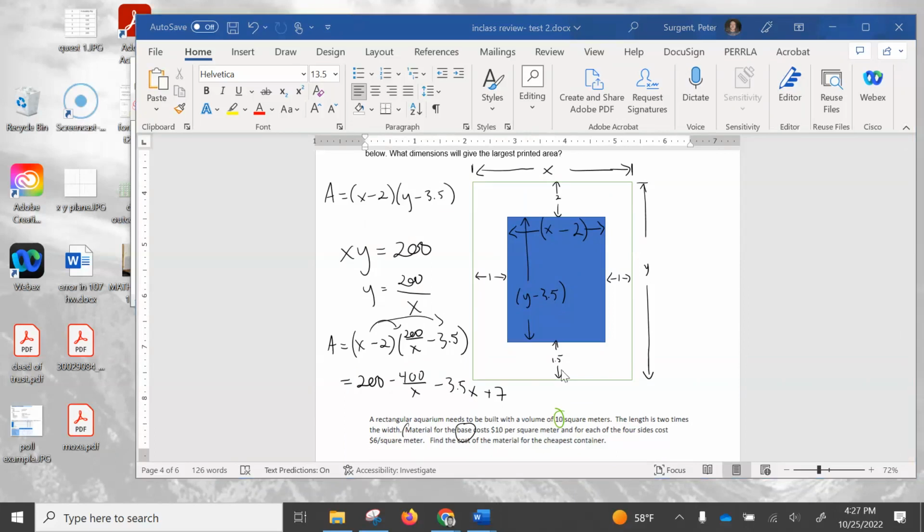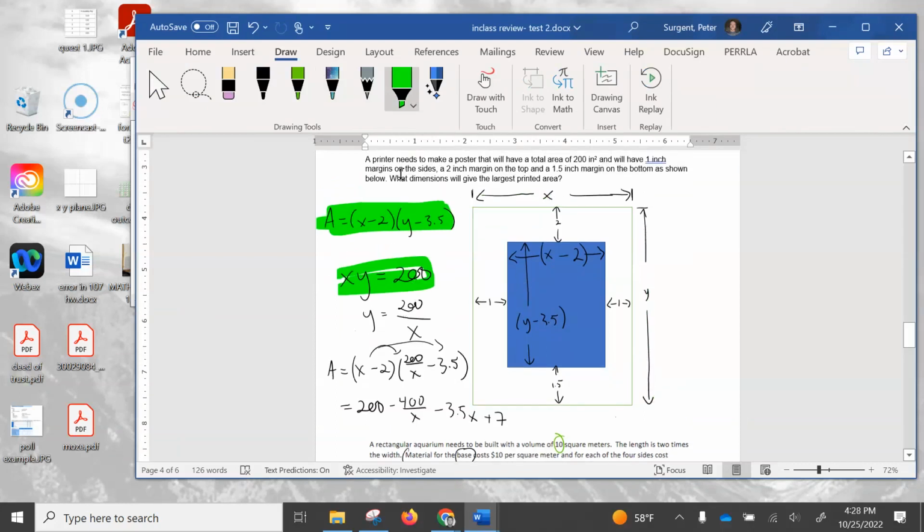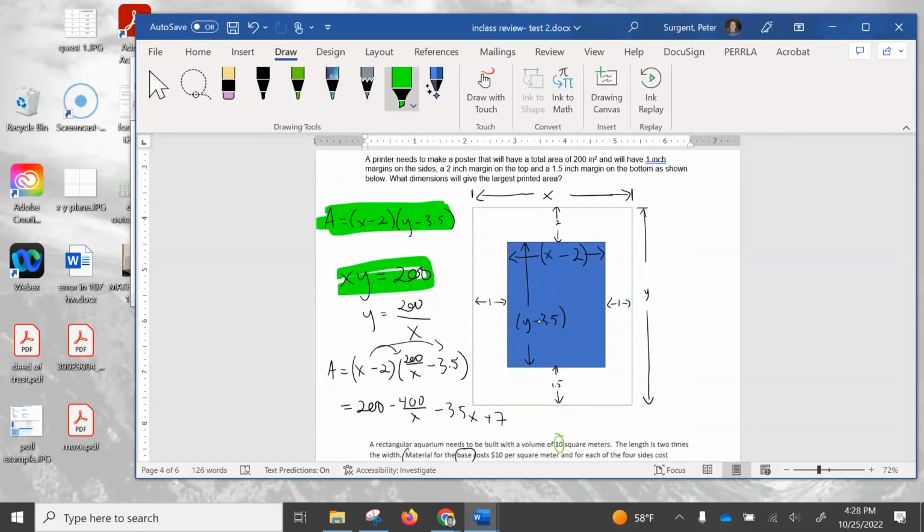Okay, so you can check to see if you agree with what I'm calling my primary equation, the equation we're going to do the calculus on. I'm going to maximize the printed area. Sorry, take that back. That's my secondary: I have 200 square inches to use, or that's what it needs to be. I want to maximize the printed area, which is represented in my case by x minus 2, y minus 3.5.